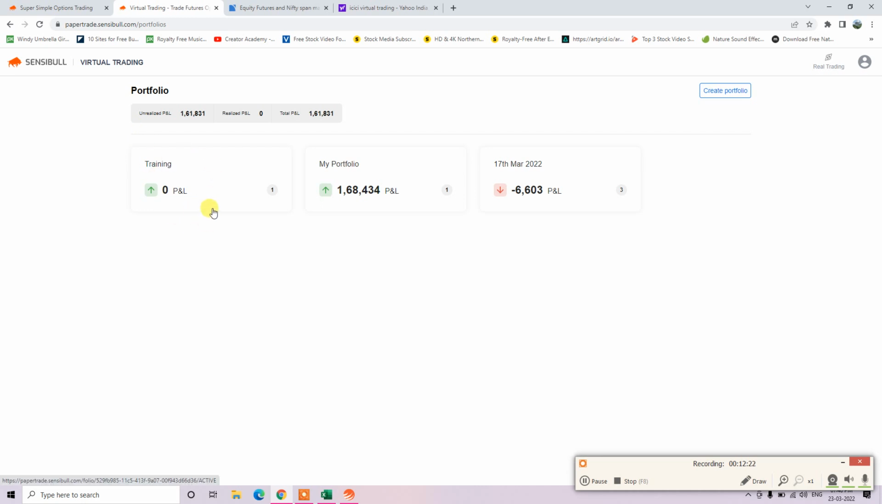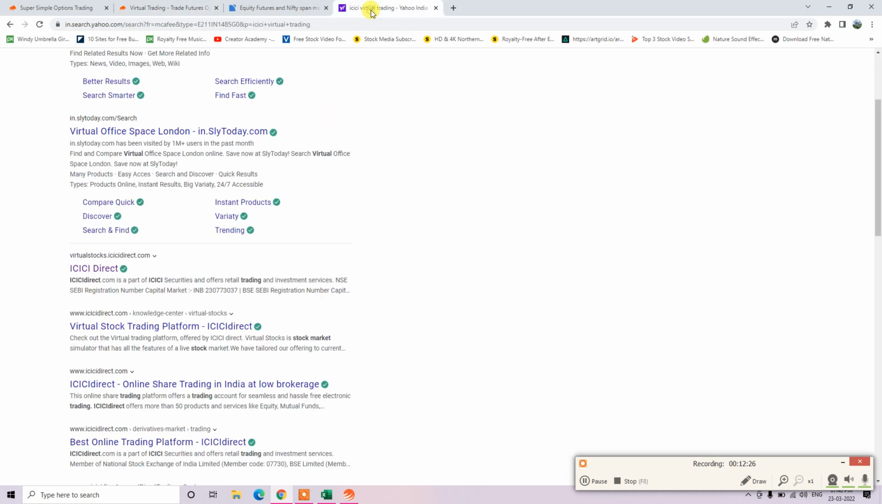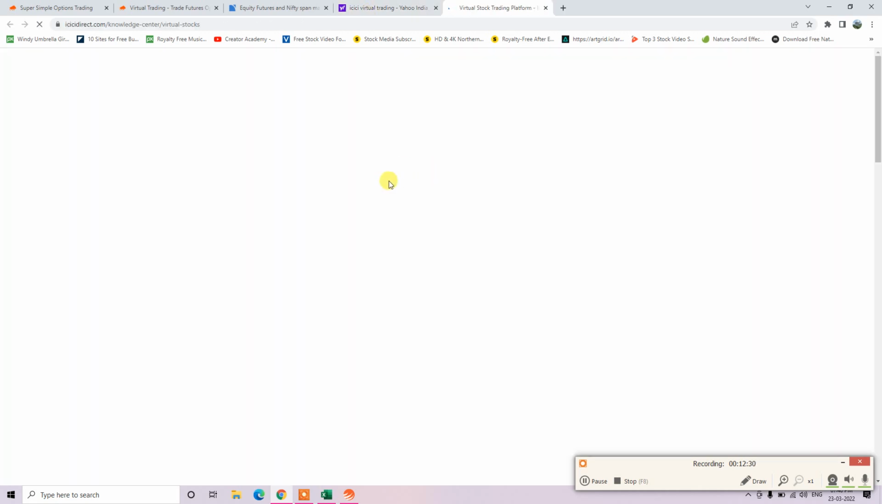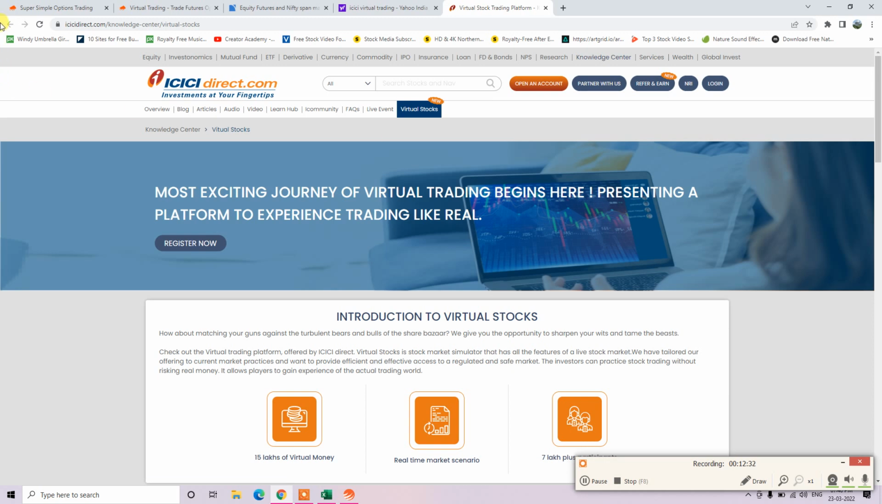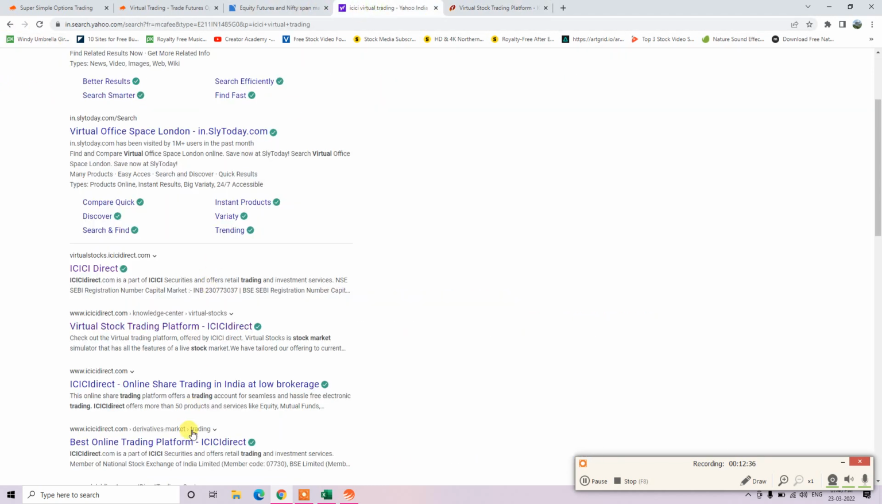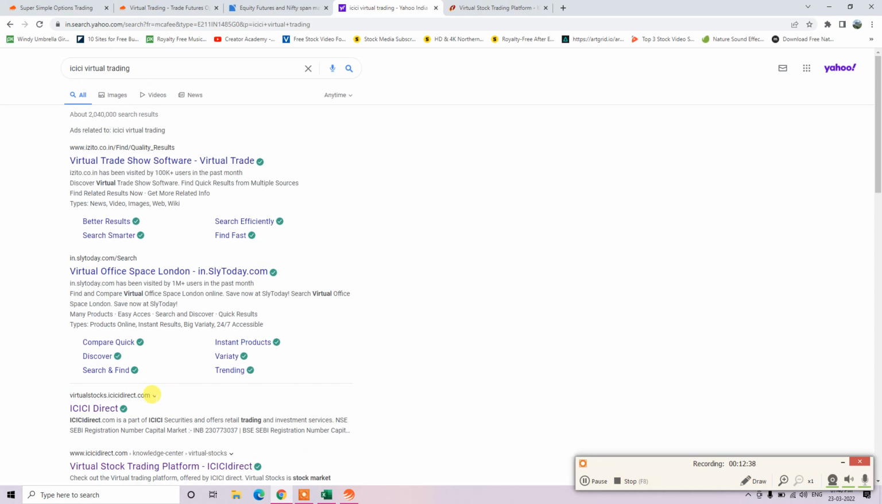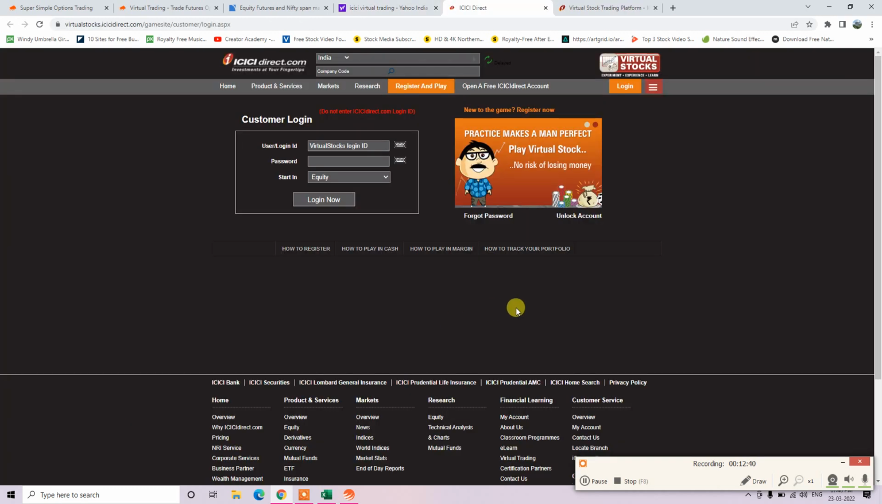So this is the way you can trade in Sensible, and you can trade in ICICI Direct as well. As I said, virtual trading in the ICICI platform. You can create an account here and play equity related stuff. This one you can trade by creating an ID and password, and you can place equity, future, and option as well.